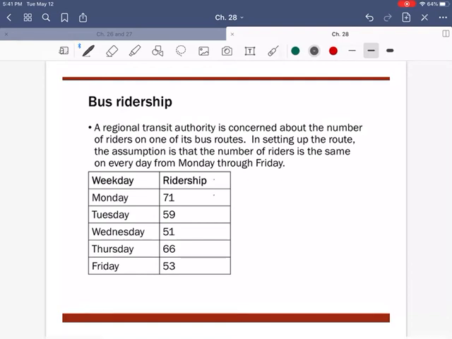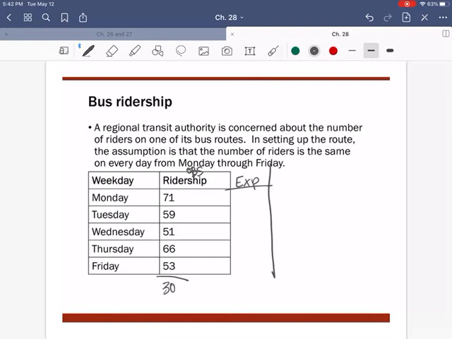Okay, here's another one. We'll do this one. So we got this bus, and this ridership shows you how many people ride the bus each day of the week. The Regional Transit Authority is concerned about the number of riders on one of its bus routes. In setting up the route, the assumption is that the number of riders is the same every day, Monday through Friday, so every weekday. So let's add up the total number of riders and average that so we can get what we would expect it to be.